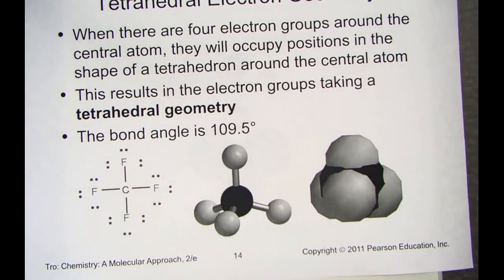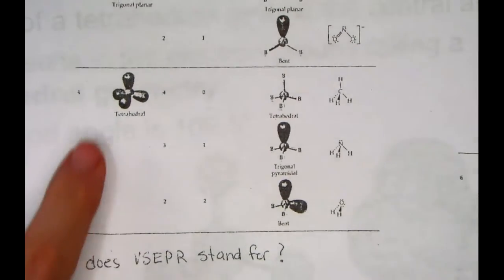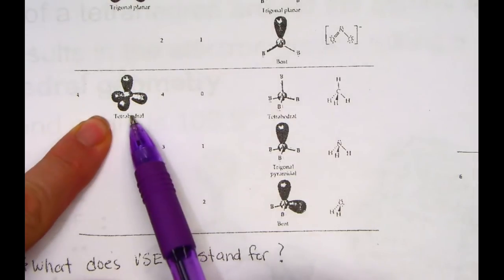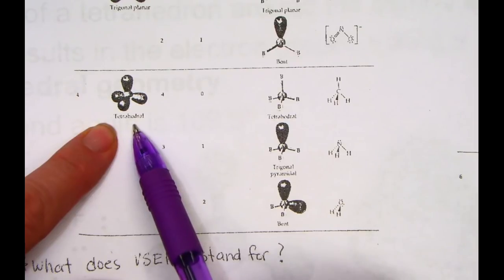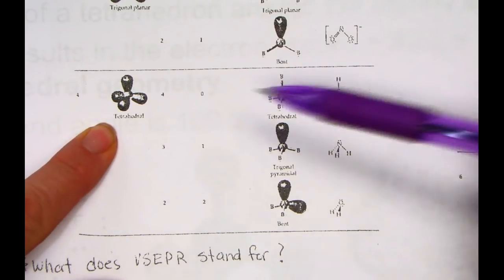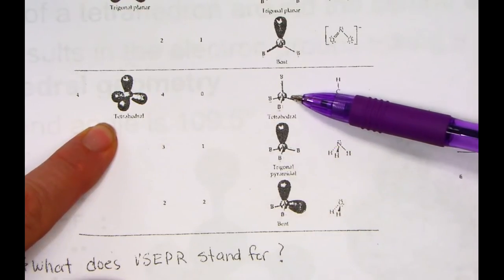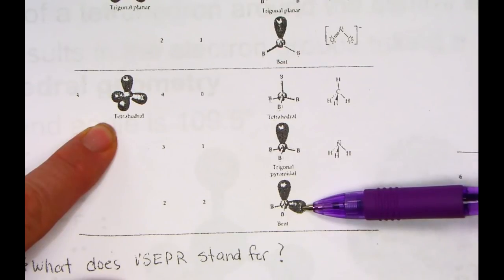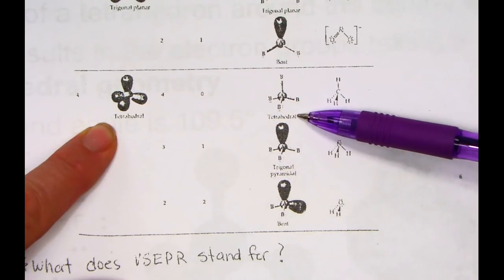Thinking this through with this close-up picture, here's a picture on our PowerPoint. This is on the handout. If we have four electron domains, the shape of the electron clouds around the central atom will be called tetrahedral. We can see within the tetrahedral electron domain geometry three possible molecular geometries based on the number of bonding and non-bonding domains. The tetrahedral shape, if all four are bonded, matches the molecular geometry.